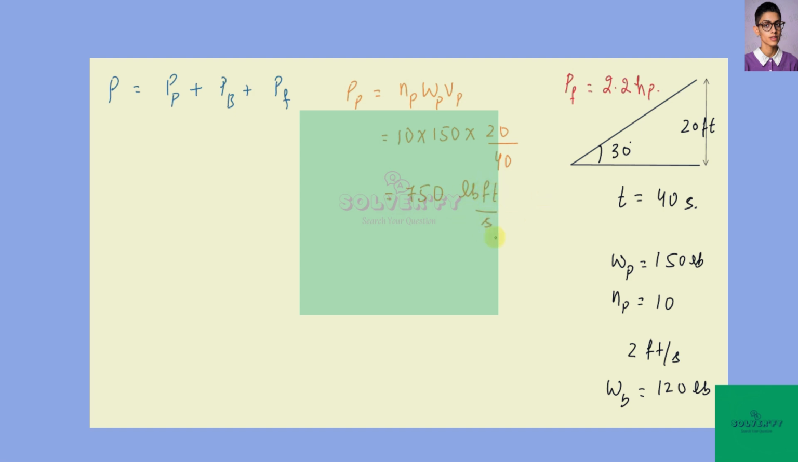Now we have to convert the unit into horsepower, because the other power is given in horsepower. We know that 1 horsepower equals 550 pound feet per second. So the power to move the 10 people will be 1.364 horsepower. You can put the values here: 1.364 plus the value we have to calculate, plus 2.2 horsepower.